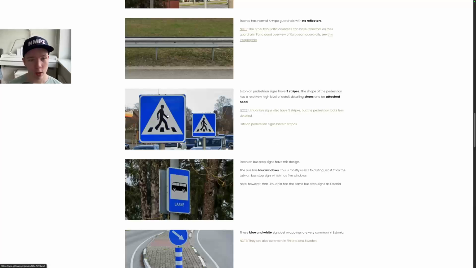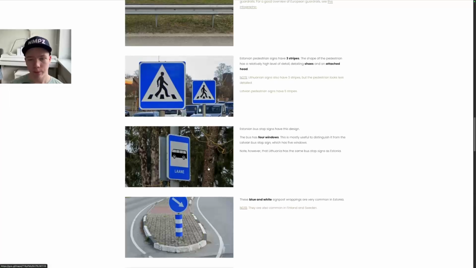In Lithuania, Russia, and Ukraine, those signs look different from the Estonian one because they all look a bit less detailed. The Estonian man walking here looks really detailed. He's got shoes and the head is attached as well.